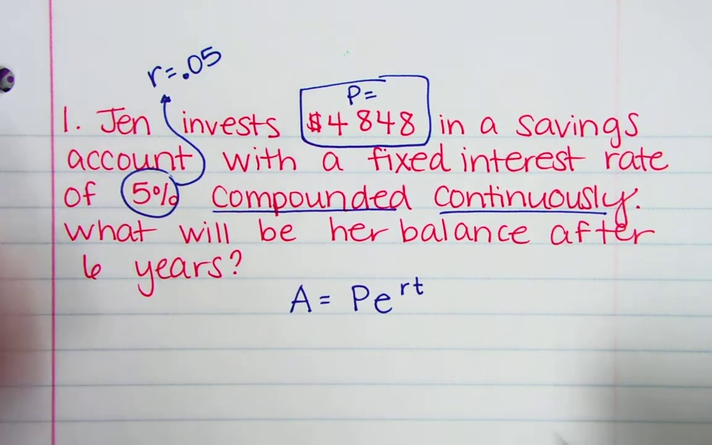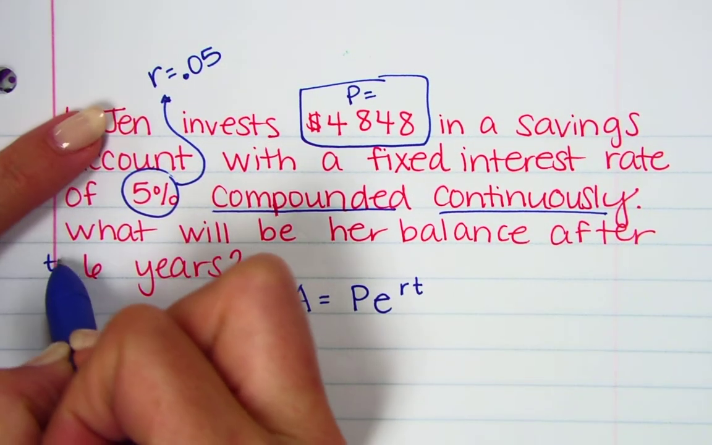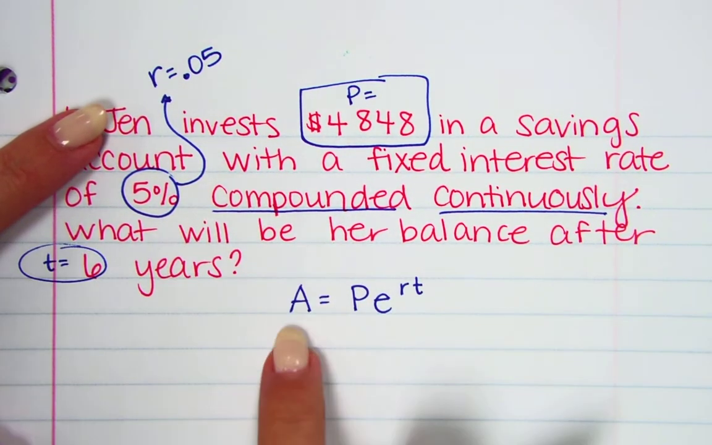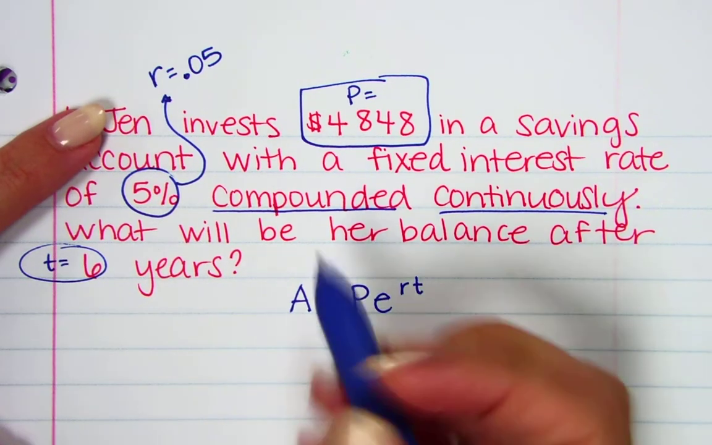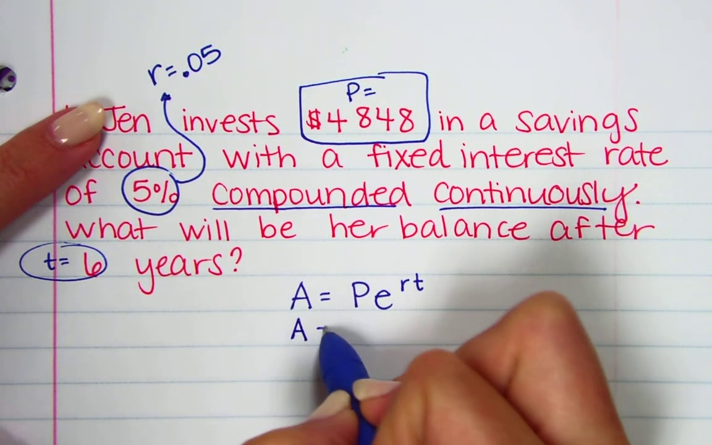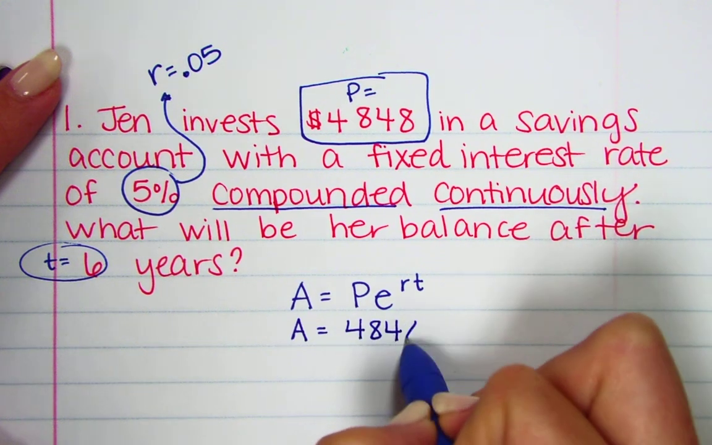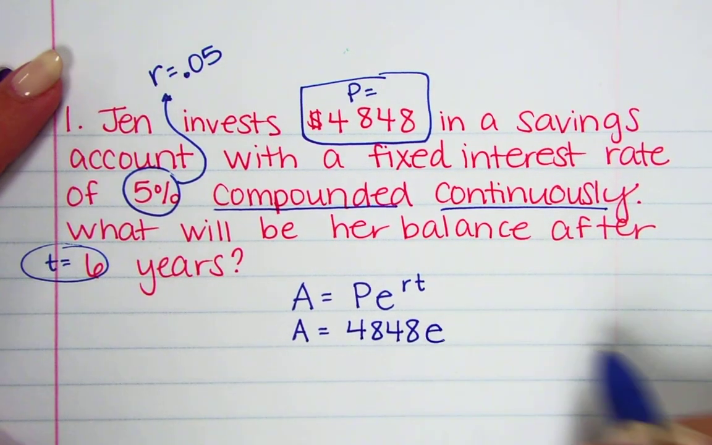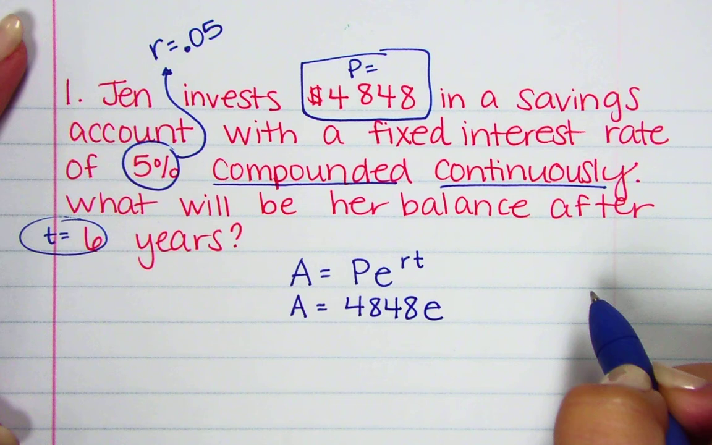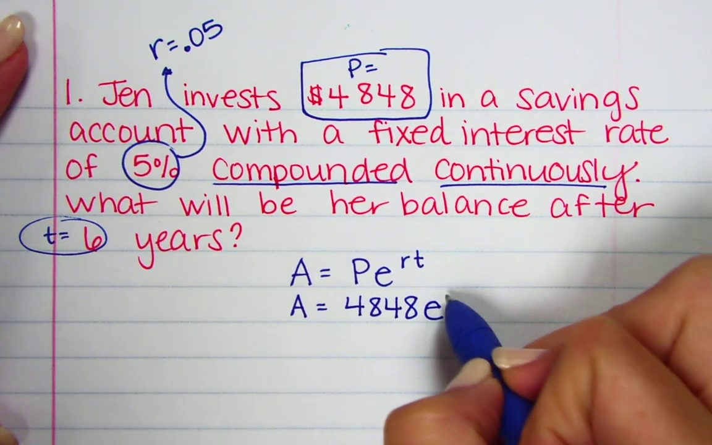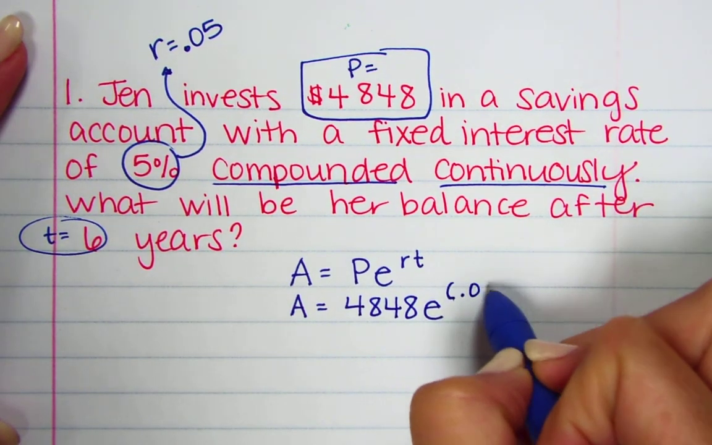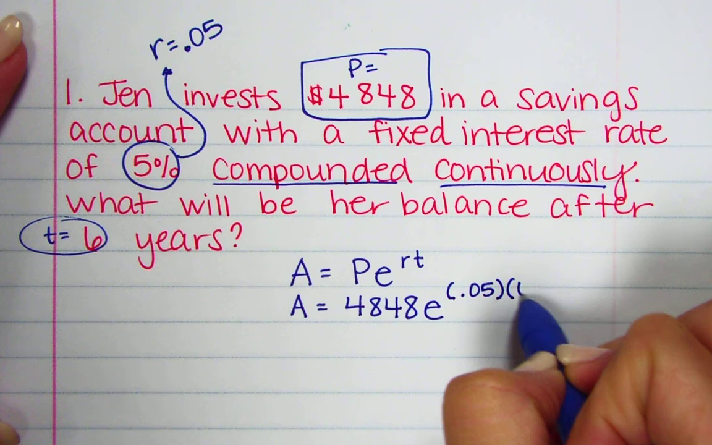Okay, and what's my T? T equals 6 years. So we're going to plug it into this equation. We're trying to find A, the ending amount. It's 4848 times e to the R, we have to use the decimal, 0.05 times 6 years. E is a button on the calculator. I'm going to show you how to do it.